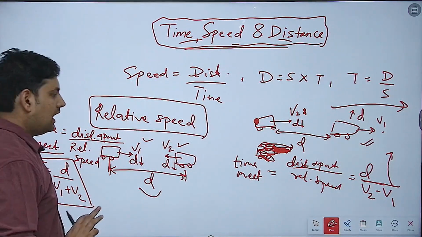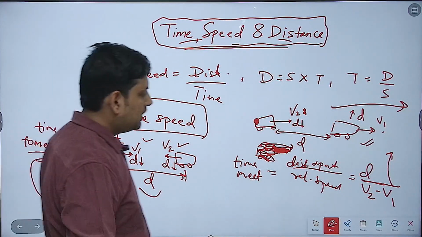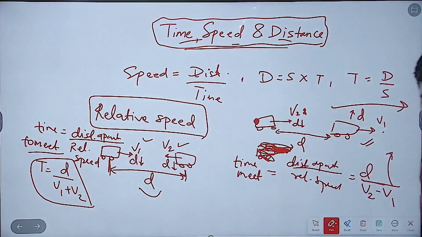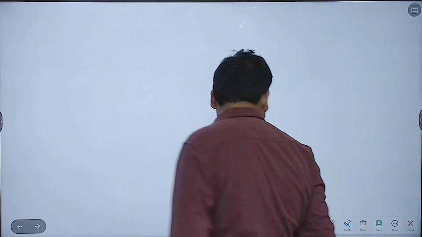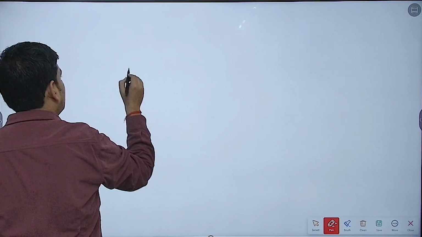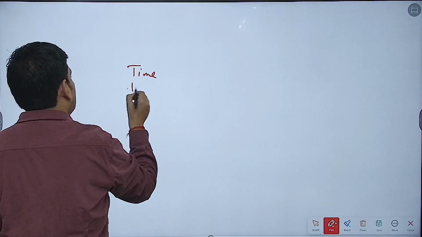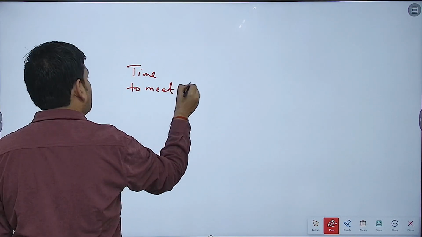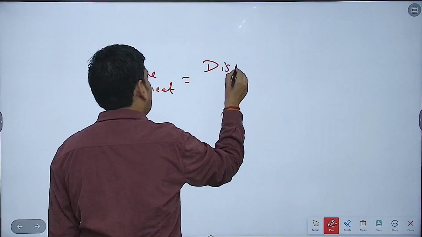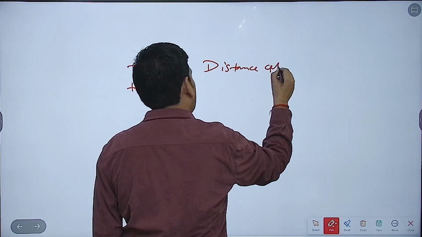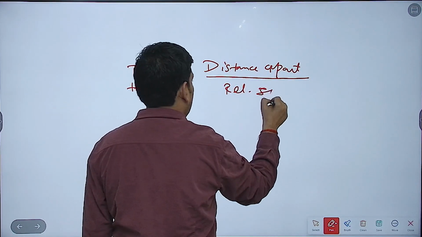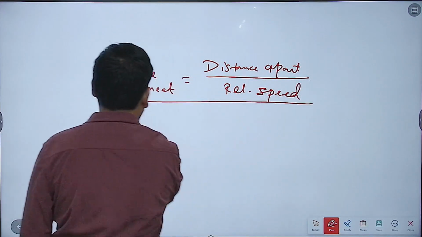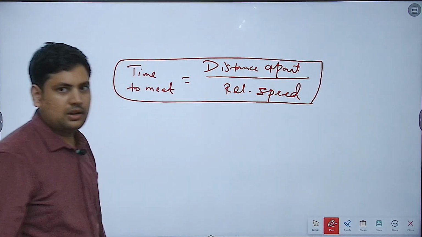Understood? So the one thing you have to remember in all of this relative speed concept is this: time taken to meet will be equal to distance apart upon relative speed. That's it.